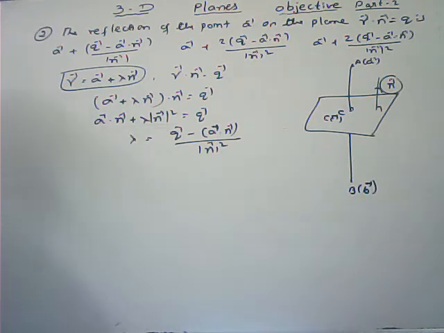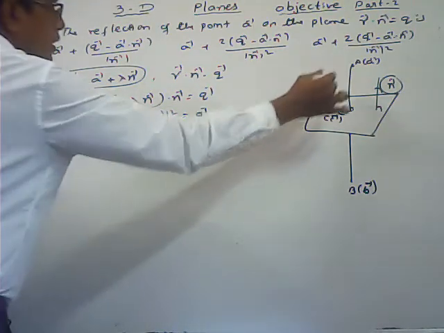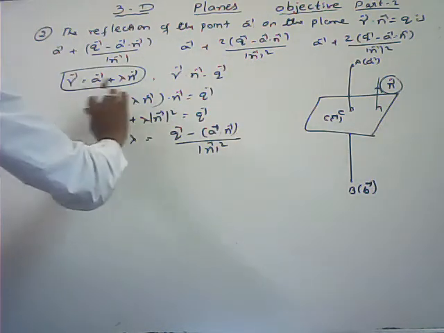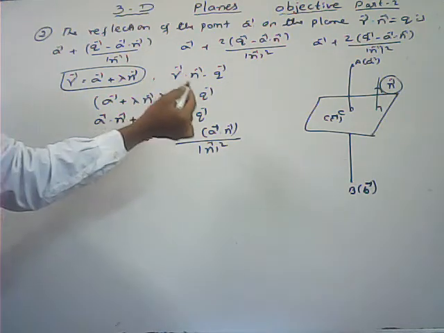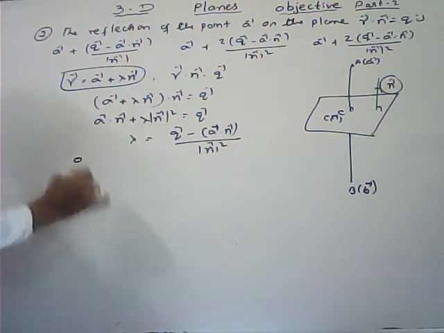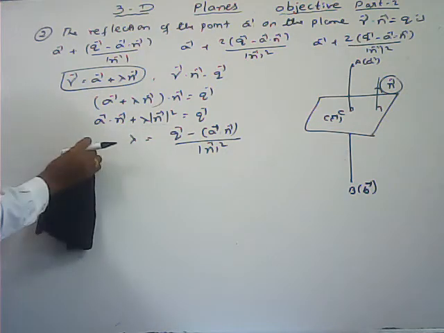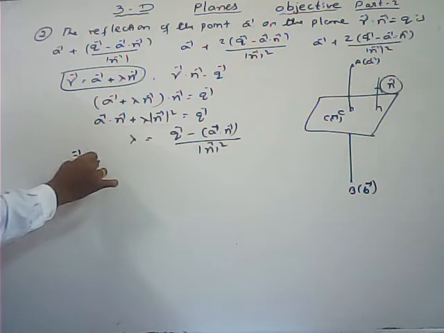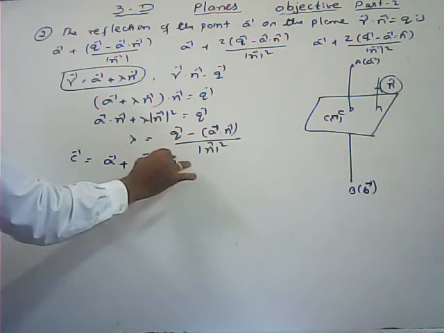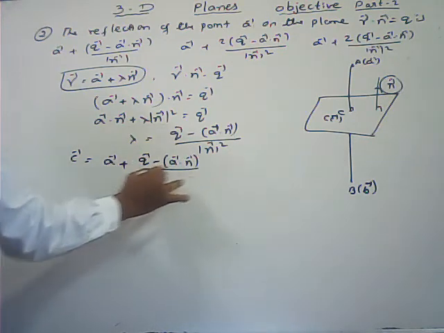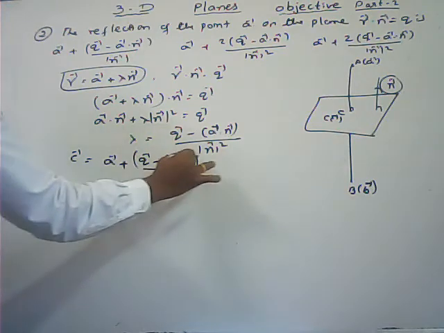Lambda value we got. Now what is R bar here? R bar is the variable point only. On that line you can take any point, it satisfies. For example, C also is one of the points on that line. In the place of R bar, if I take OC bar, that is C bar I have taken. So C bar is equal to A bar plus, in the place of lambda I am writing (Q minus A bar dot N bar) by modulus of N bar square, into N bar.